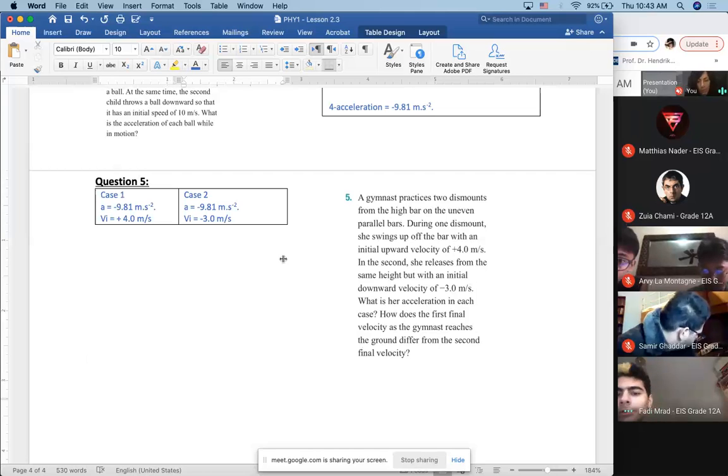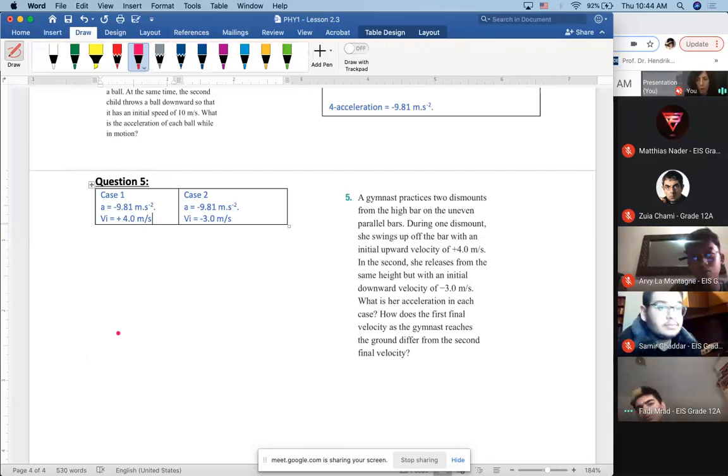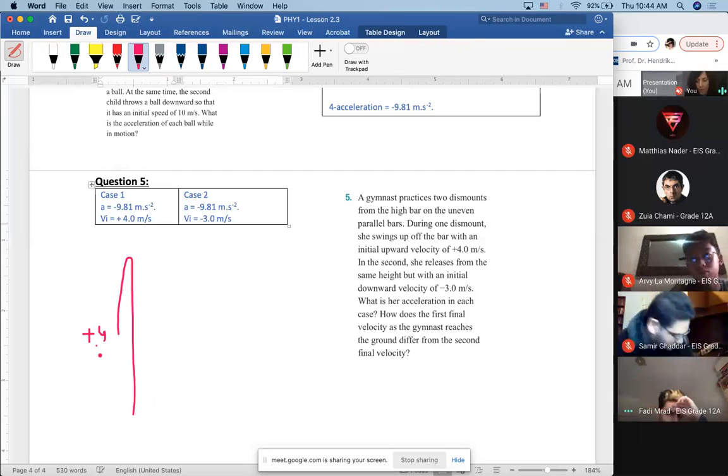We cannot calculate final velocity because we don't know the height and we don't know the time. But my question for you is, if you jump with an initial speed of +4 meter per second, let me stress on meter per second, I don't want you to think this is a position, it's an actual speed, or if you move down with -3, which one will give you greater speed?